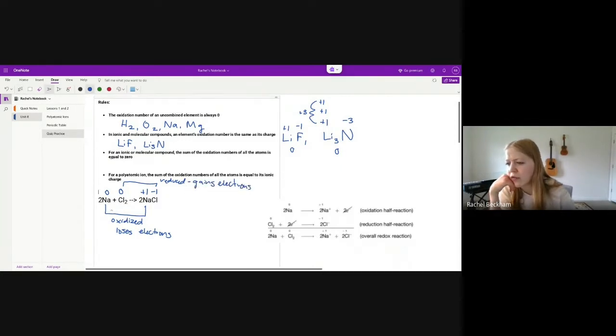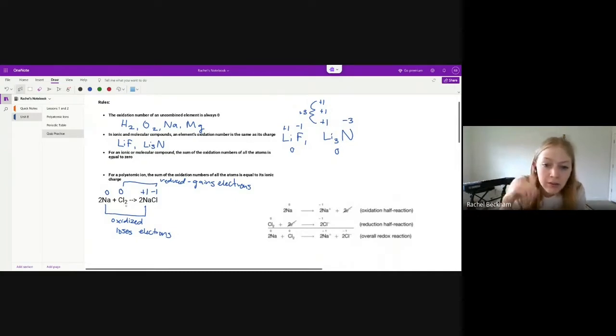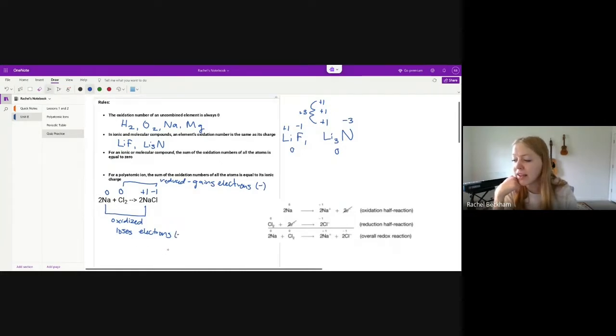So if your sodium is becoming more positive, that's because you are losing electrons. So sodium lost 1 electron here, and it looks like chlorine gained 1 electron. Because remember, electrons are negative. So if you lose a negative thing, you become more positive, and if you gain a negative thing, you become more negative.